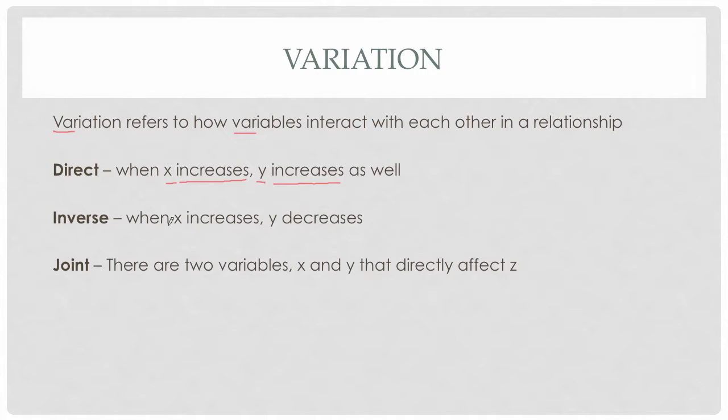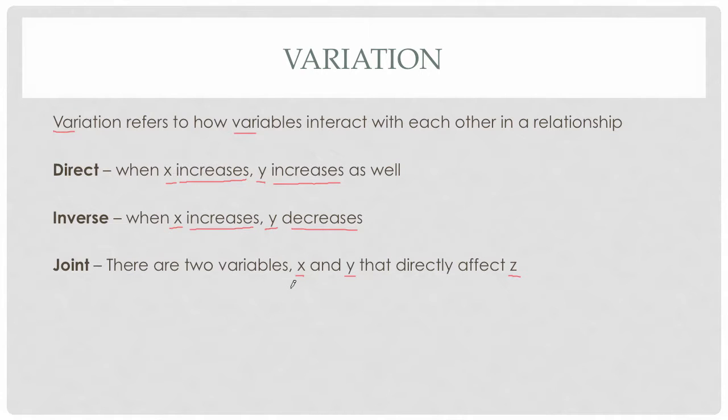There's also inverse variation. It's the opposite. You have two variables, and when one increases, the other decreases. Vice versa, when x decreases, y increases. So they have an inverse relationship with each other, an opposite effect. Finally, there is joint variation, where we have two different variables, x and y, that affect a third variable, z.